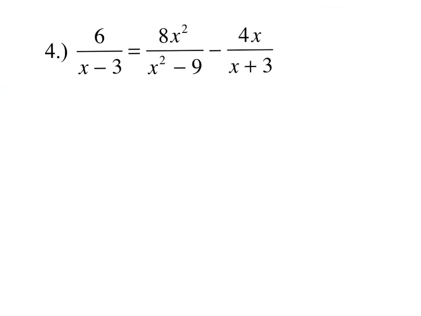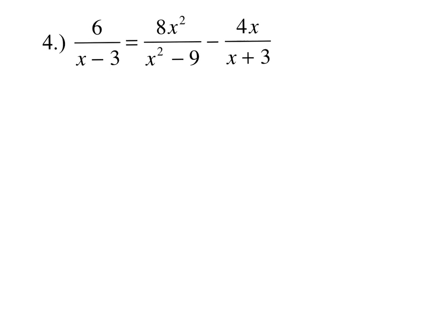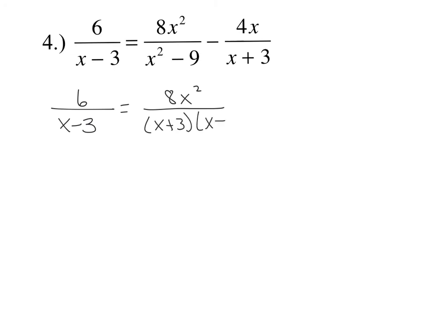Number 4. Now before we actually get this completed, we have here in the center a quadratic that I need to factor. Remember, before you find your least common denominator, you must factor anything that you possibly can in the denominator. So I'm going to go ahead and keep the left fraction the same because that's already a linear factor. But here in the center, that x squared minus 9, I would factor into x plus 3 and x minus 3.